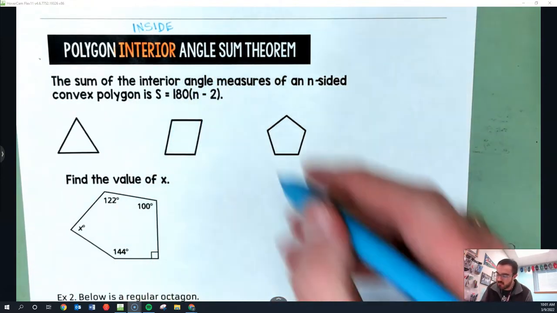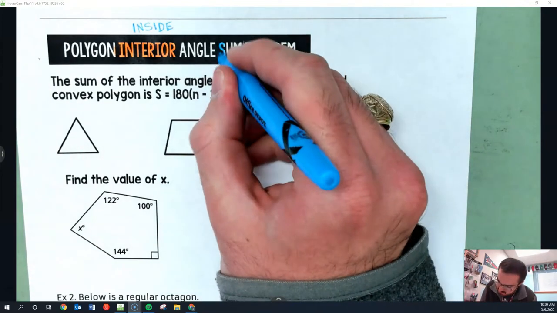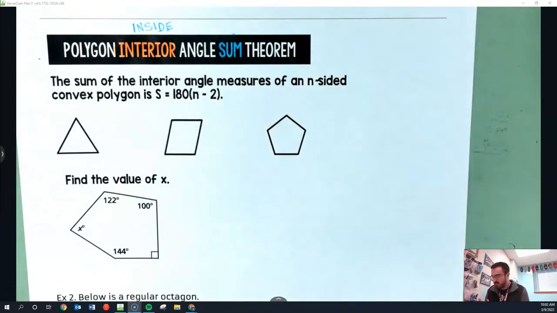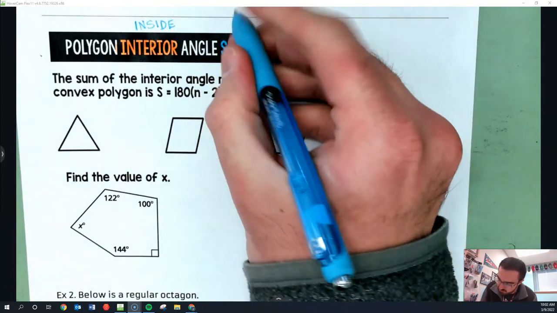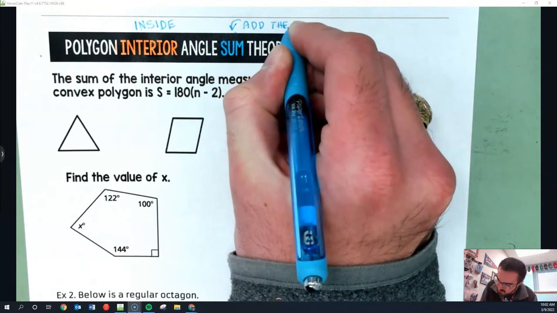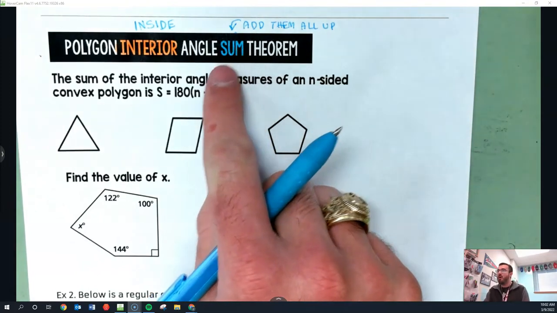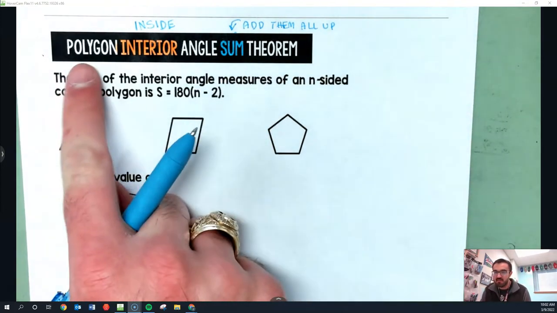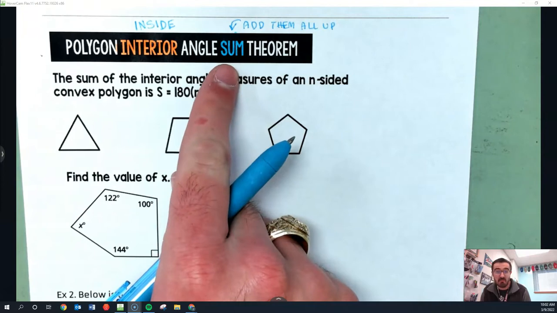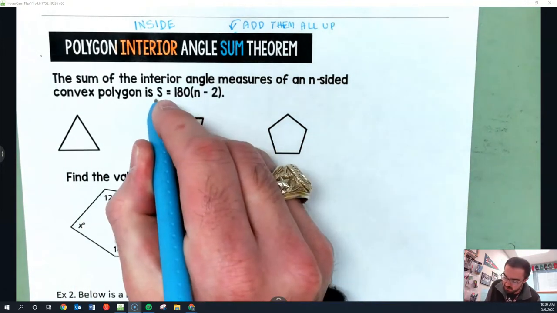The angle sum, okay, what does sum mean? Let's talk about that. Sum means add them all up, right? Basically what this is saying is if you add up all of the interior angles of a polygon, what's the sum? Okay, that's kind of what's happening. Let's look at all three of these. Here's our formula for it.